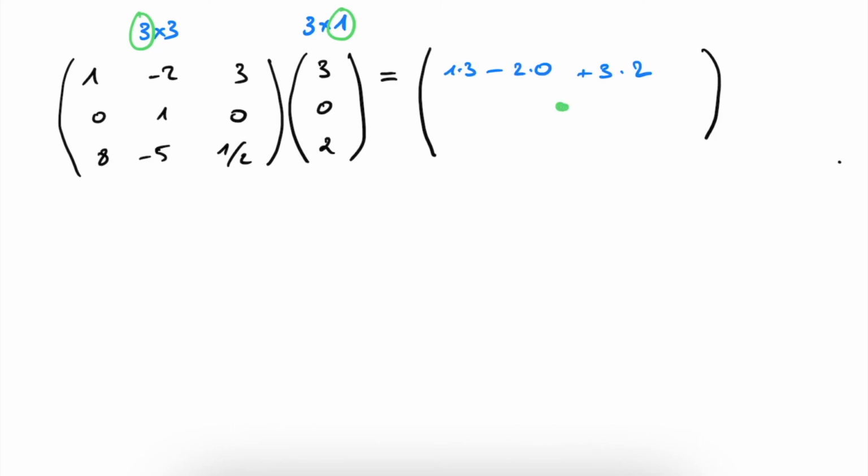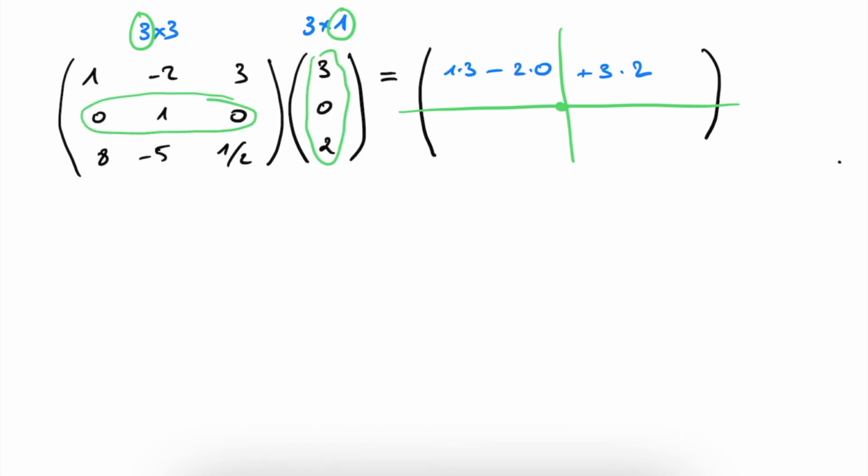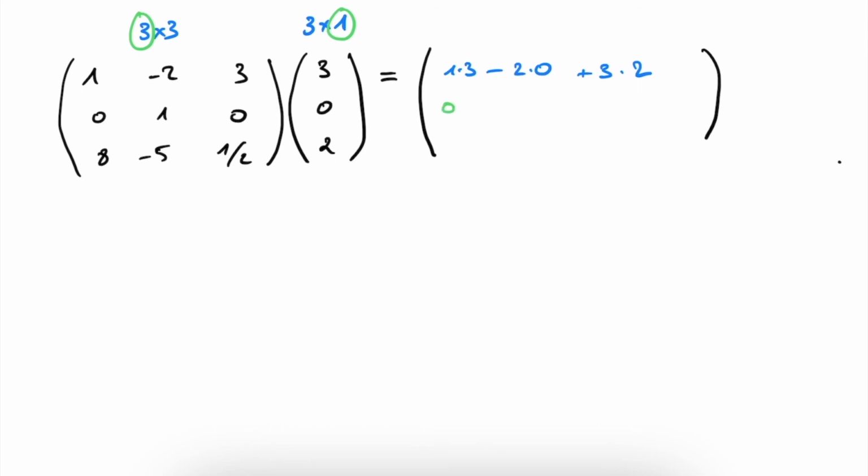If we look at the second element, which is on the second row and first and only column, this can be obtained by looking at the second row and the first column. And again, we multiply these numbers, add the multiplication of these numbers, and add the multiplication of these numbers, and we get our result, which is 0 times 3 plus 1 times 0 plus 0 times 2.